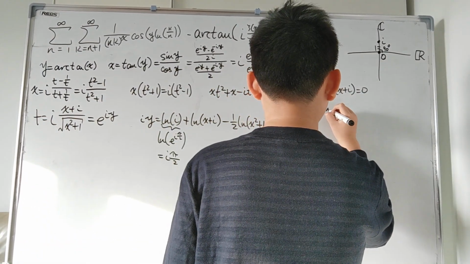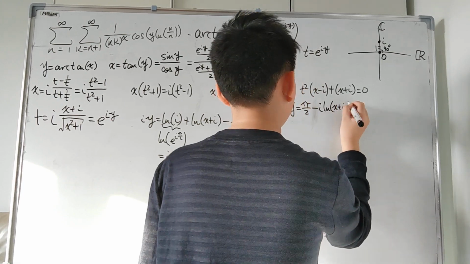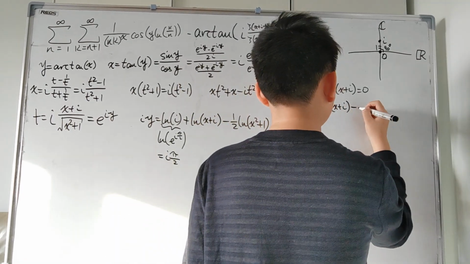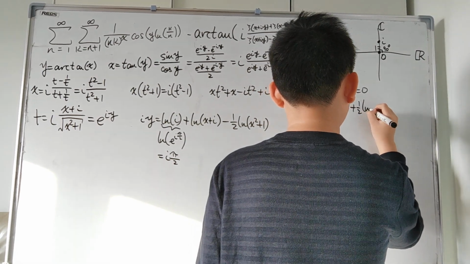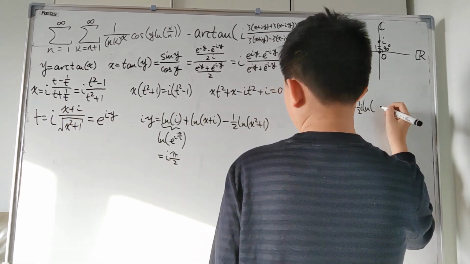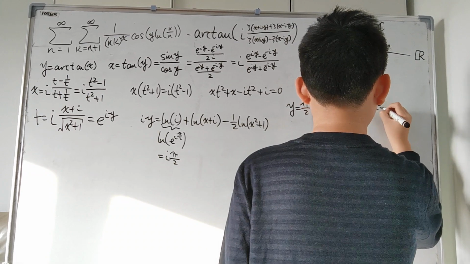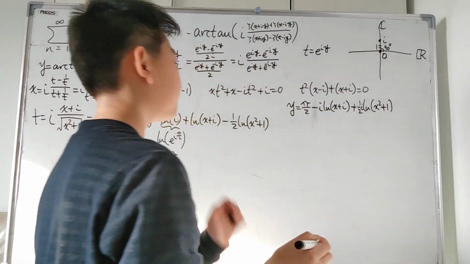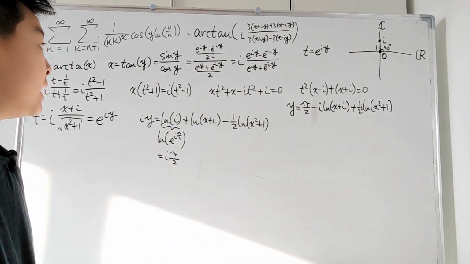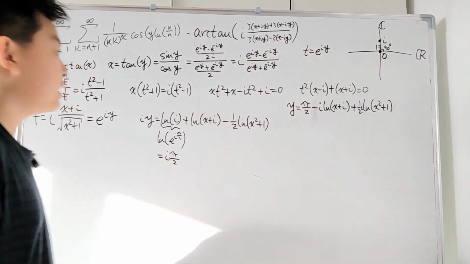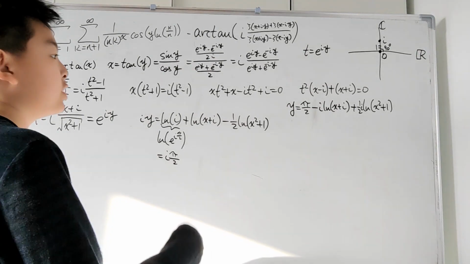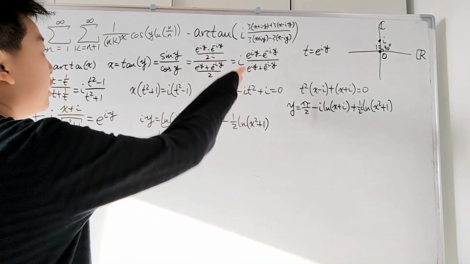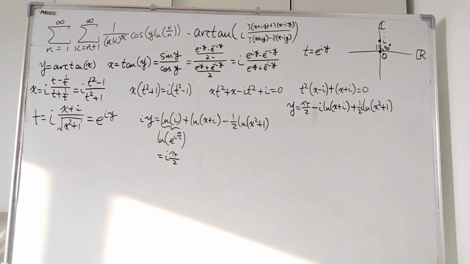natural log of x plus i, plus 1/2 i natural log of x squared plus 1. And there you go, so this is our arctangent function. We're not interested in just the arctangent function; we're interested in the arctangent function of i times something.